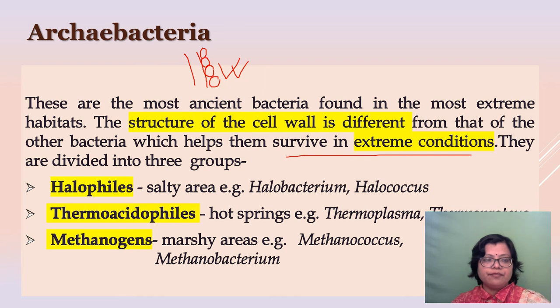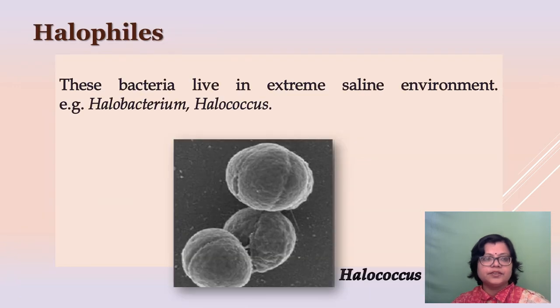First one, halophiles. They are present in salty regions. Then the thermoacidophiles, in high temperature and high acidic conditions. Methanogens in marshy areas. Let's discuss. First, halophiles. Philes means loving. Halo means salt. That means they may be present in the deep ocean and in deep sea regions where the water is salty.